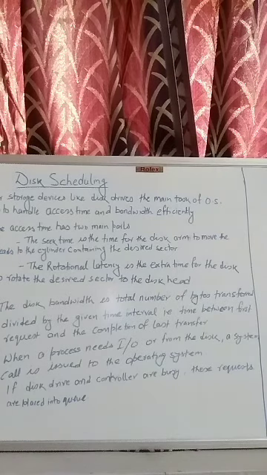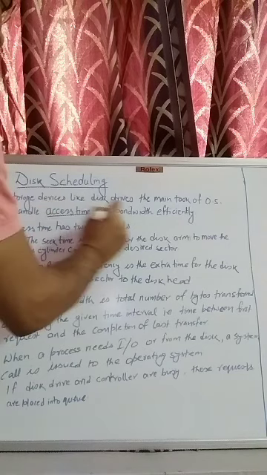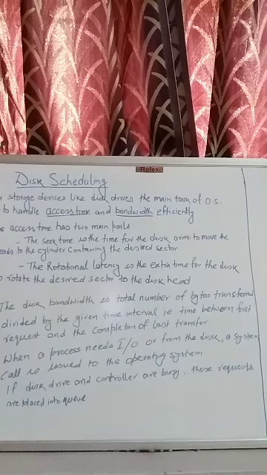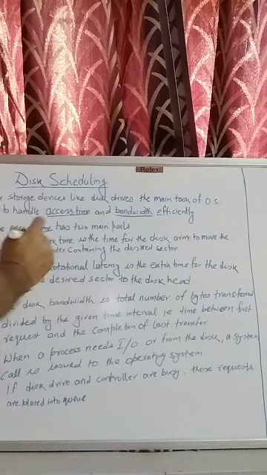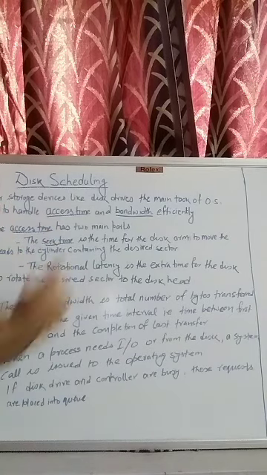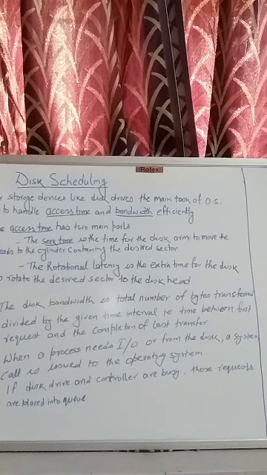For storage devices like disk drives, the main task of the operating system is to handle access time as well as the bandwidth of the system efficiently. The access time of the system has two main components. The first one is the seek time. The seek time is the time for the disk arm to move the heads to the cylinder containing the desired sector.